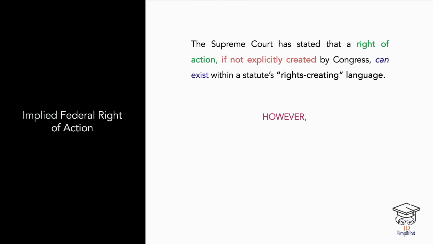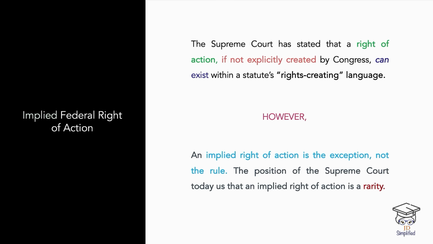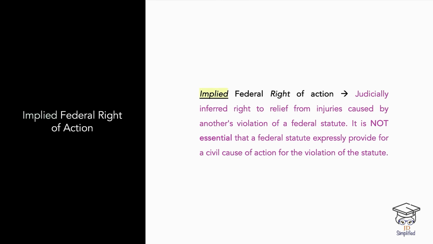However, I want to err on the side of caution and mention that the court has become increasingly reluctant to imply private rights of action into federal statutes that do not expressly provide for them. So, an implied right of action is an exception. It's not the rule. The position of the Supreme Court today is that an implied right of action is a rarity. Let's talk about implied federal right of action super quick.